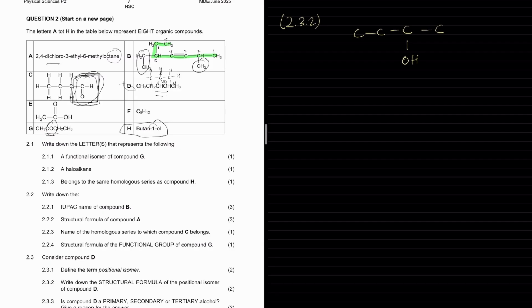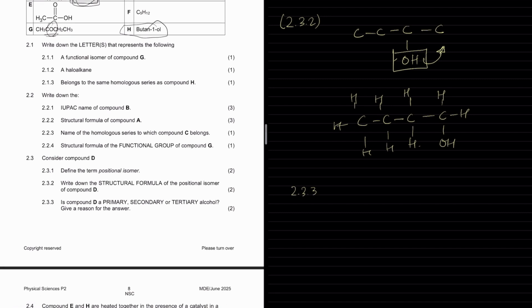So they want the structural formula of the positional isomer. A positional isomer has the same molecular formula, but the position of the functional group will change. Now, I can't move this functional group here, because if I move it there, then I'm just going to be numbering it from the other way, and it's going to be the same thing. So the only option I have is to move this to the first carbon. So my answer here is going to be this. There's going to be an OH here, and then hydrogens all around like so. Okay, right.